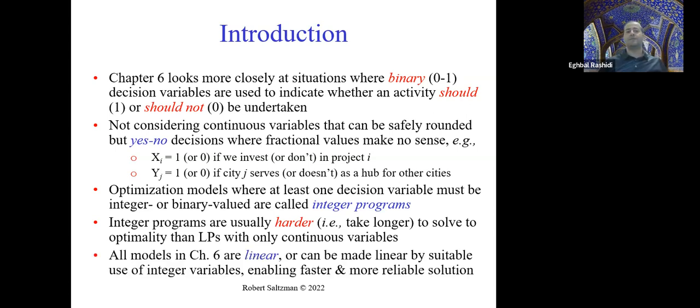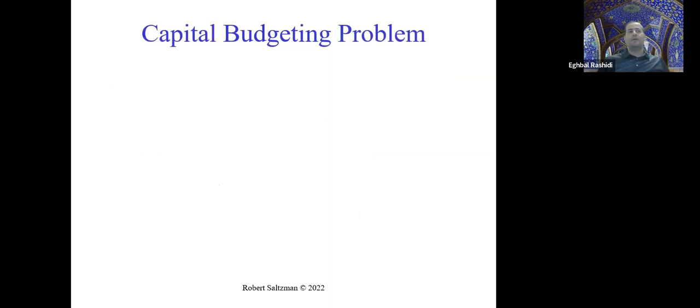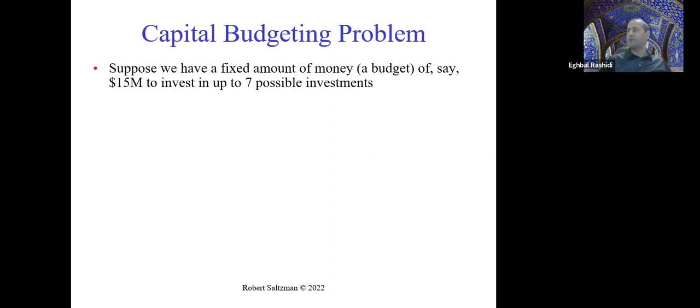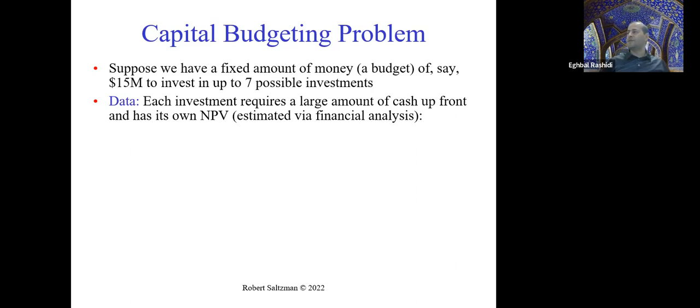All right, so one of the problems that we're going to solve as an example of binary variables, or integer models, is the capital budgeting problem. Suppose that you have a fixed amount of money, say in this example, $15 million. You have 7 options of investment to invest in. And the data shows us that these investments are different. They have different requirements. For example, they have different costs and different returns on investment, or as we have here, the net present value of that.